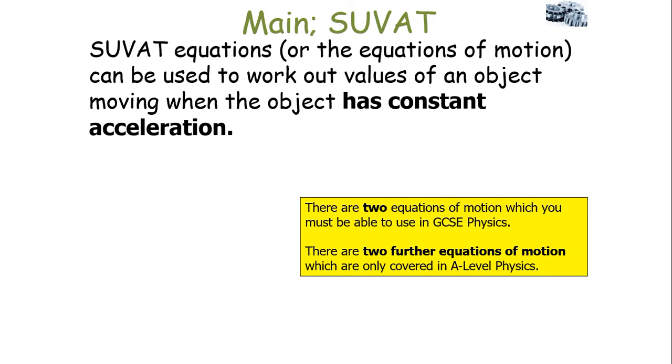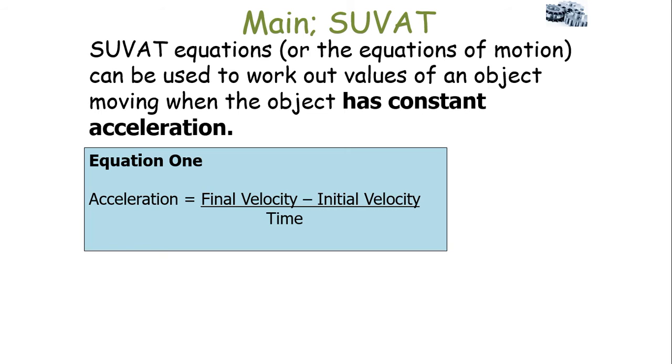Just to clarify, there are 2 equations of motion which you will be able to use in GCSE physics. There are 2 further equations of motion which are only covered in A-level physics. So if you look in certain textbooks, you'll see 4 equations of motion, but you only need to be aware of 2 for GCSE physics.